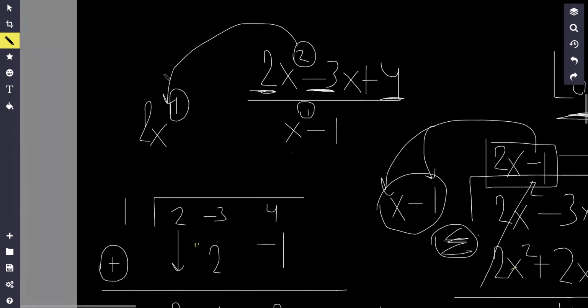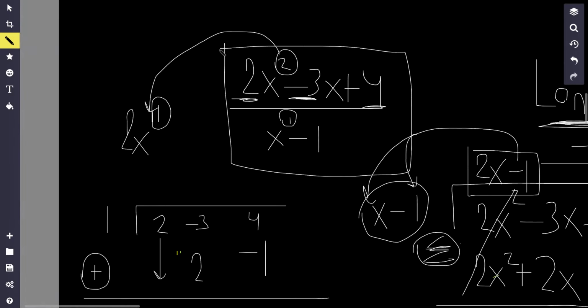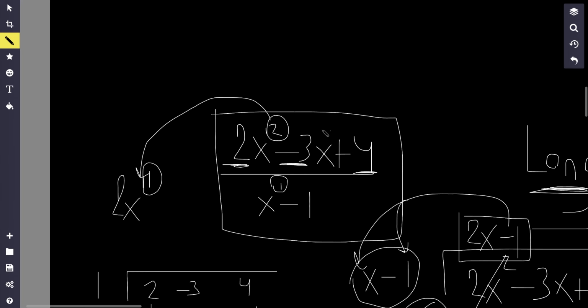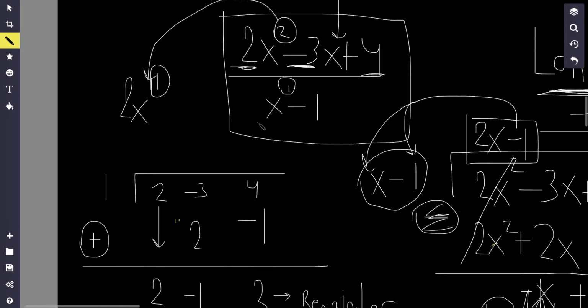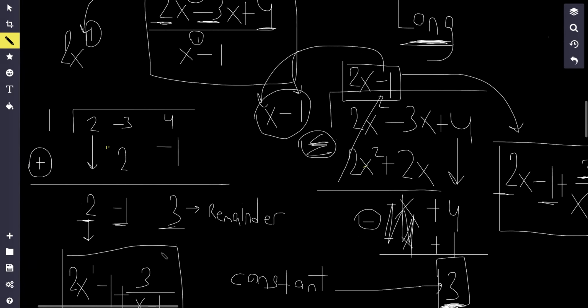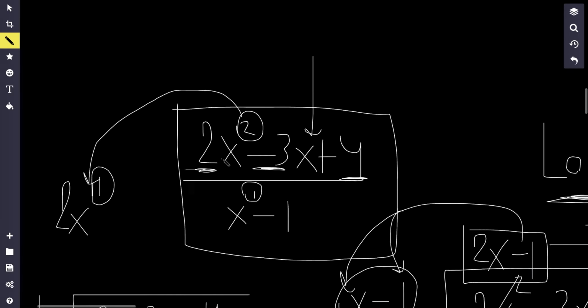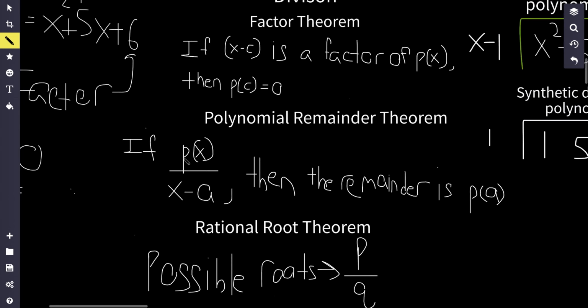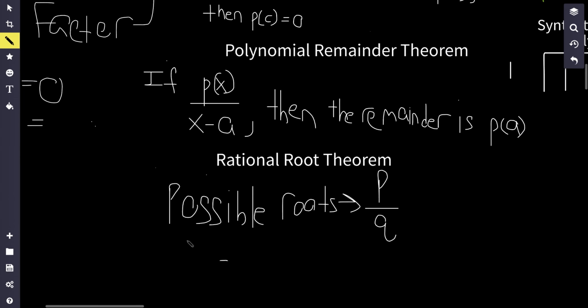So let's say I gave you this problem right over here, and I ask you, what is the remainder of this division, all right? So I'm not asking you to get the answer to this problem. I'm just asking you to get the remainder. And obviously, you can get the remainder by doing either of these two methods, but that takes a long time. I need a shortcut. So you have the polynomial remainder theorem. This basically states that if you divide p of x by x minus a, the remainder is p of a.